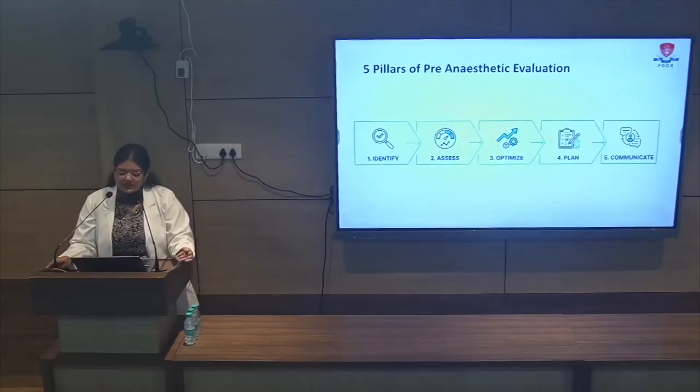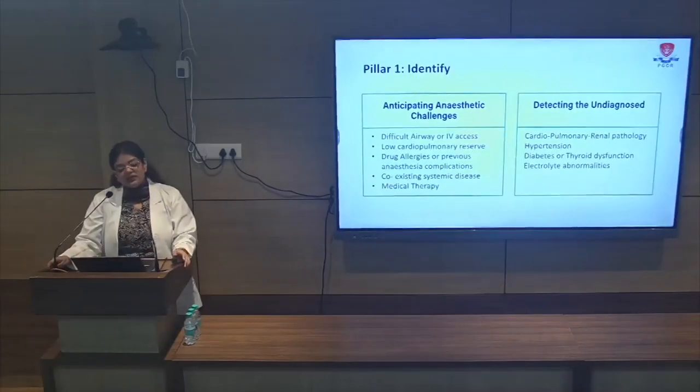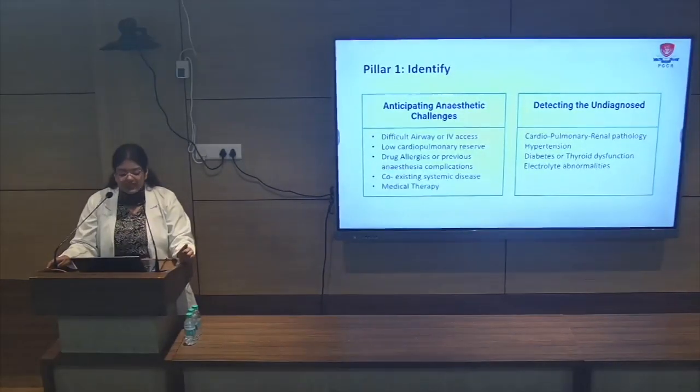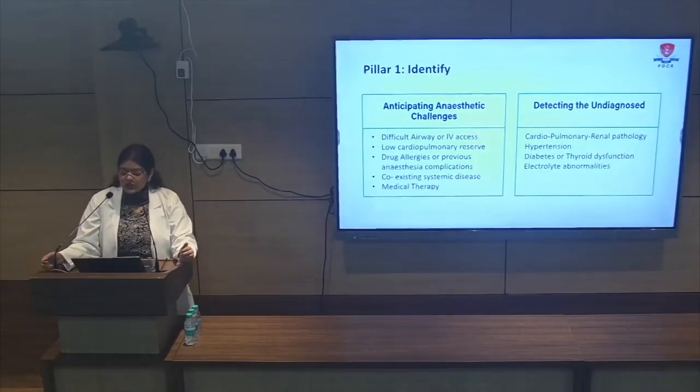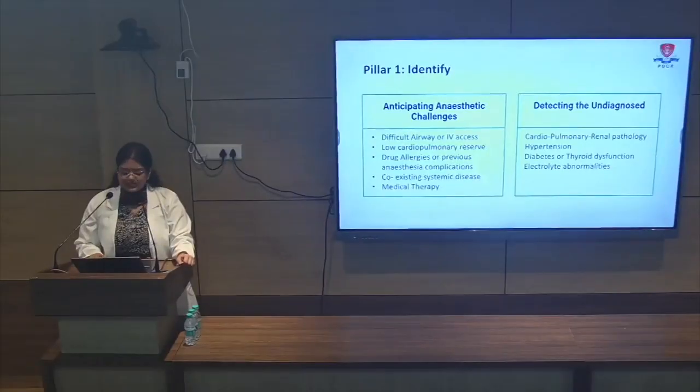So the five pillars of pre-anesthetic evaluation are to identify, to assess, to optimize, to plan, and to communicate. The first pillar is to identify. Anticipating anesthetic challenges such as difficult airway, low cardiopulmonary reserve, drug allergies, previous anesthesia complications, coexisting diseases, and ongoing medical therapies. It also helps us identify undiagnosed conditions via the detailed history, examination, and targeted investigations.